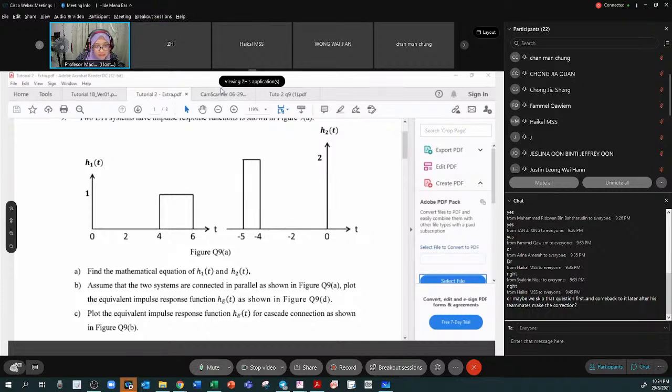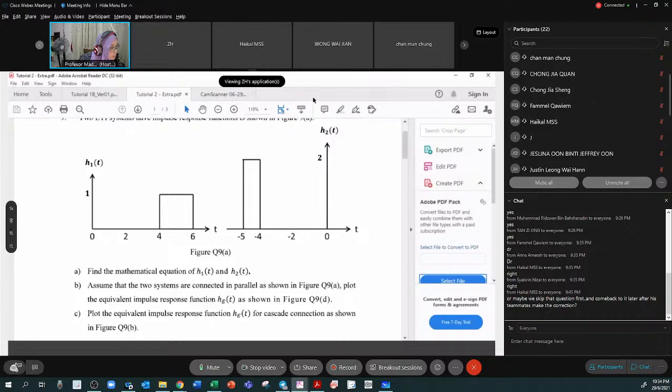What's the difference between parallel and cascade? For question C, plot the equivalent impulse response function for the cascade connection. One is a sum and one is multiply. Parallel is sum. Cascade is multiply. So you are answering question 9B? So it should be sum. Yes, you sum. Can you show your answer?